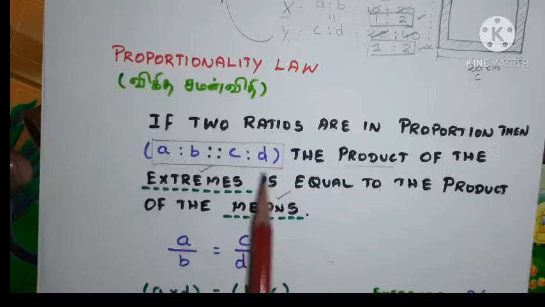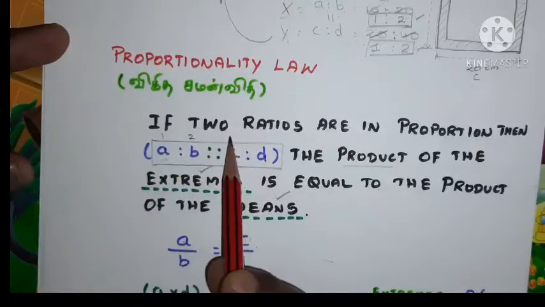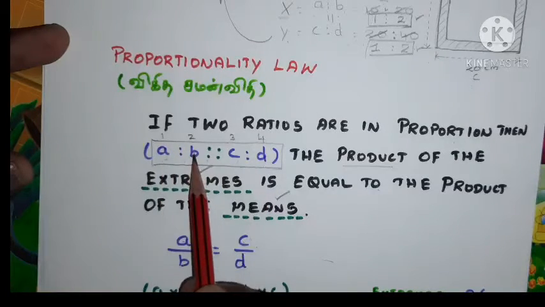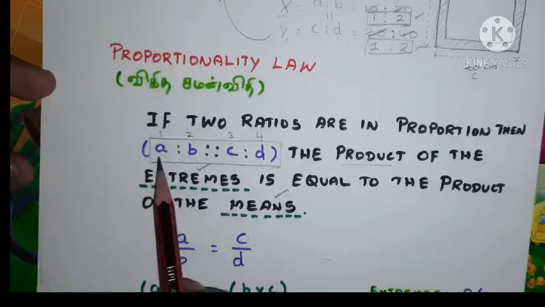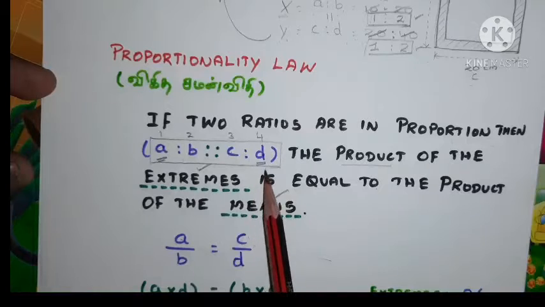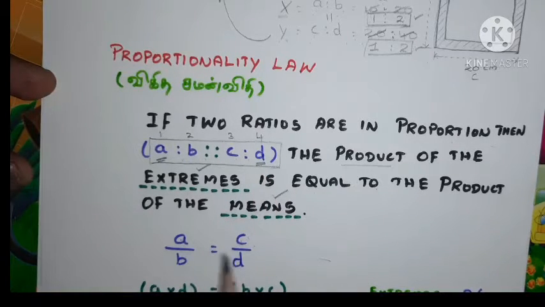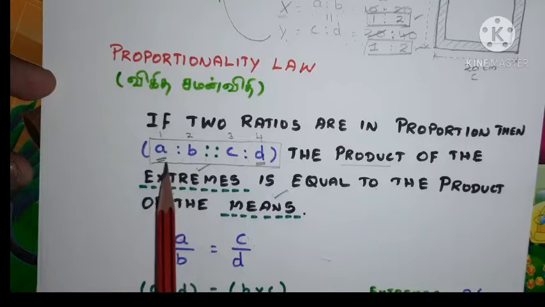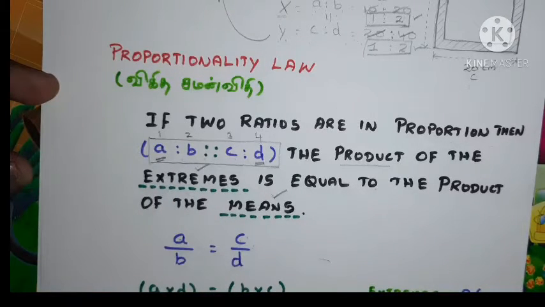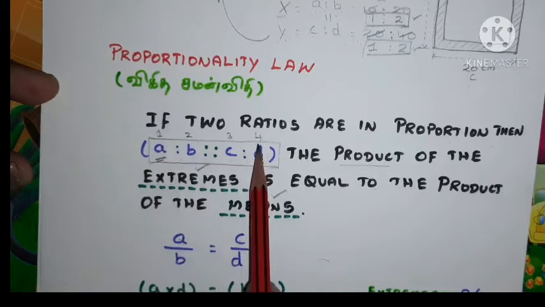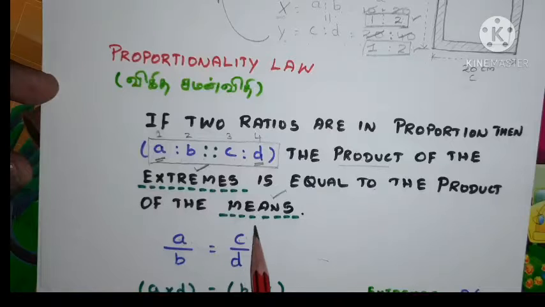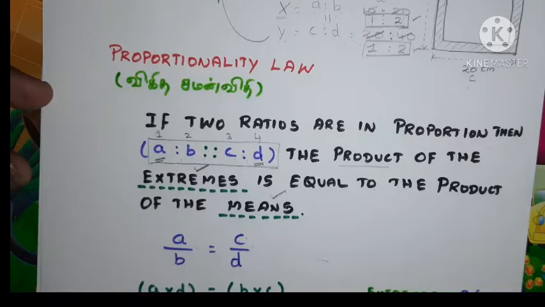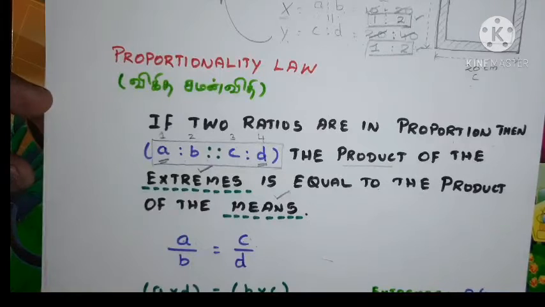In this we have four terms called term 1, term 2, term 3 and term 4, where term 1 is A, term 2 is B, term 3 is C, term 4 is D. Now here, term 1 and term 4 we generally call extremes. So both sides extremes, right? Extremes on the left hand side, extremes on the right hand side. So term 1 and term 4 we call extremes, and term 2 and term 3 we call means. Now once again we'll read the proportionality law, and you will be clear on this.